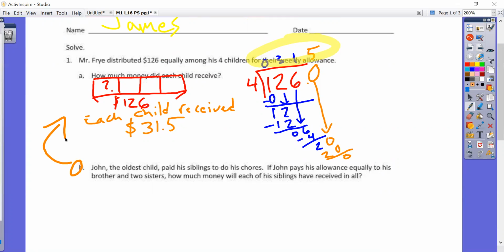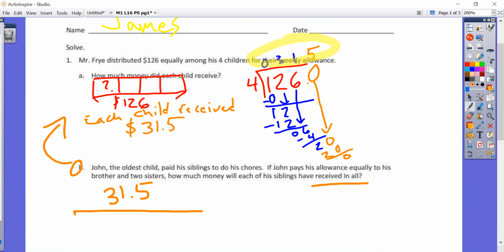So John, the oldest child, paid his siblings to do his chores. That was really nice, and maybe potentially smart, depending on how much. If John pays his allowance equally to his brother and 2 sisters, how much money will each of his siblings have received in all? Oh, this is important. Received in all, not just from the brother, but it looks like they're asking in all. So on top of their allowance plus the share of their brother. So we know that each child made $31.50.